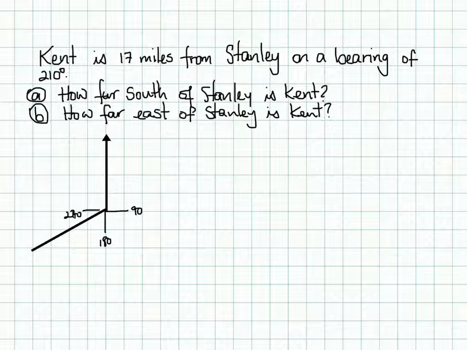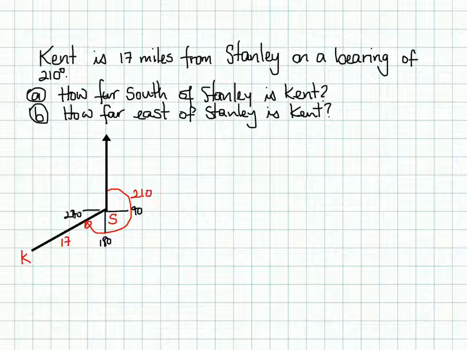The first question is, how far south of Stanley is Kent? I forgot to label this, shouldn't I? I should have labeled this. So we're starting from Stanley. Probably should put this in a different color. So here we go. This is Stanley down here, and this is Kent down here. And they're 17 miles away, and this is my bearing of 210 degrees. 210. Fantastic. Now I can do some neat things with this.